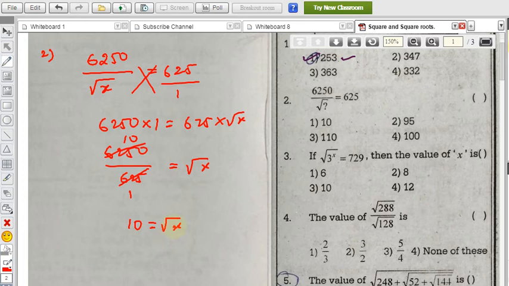Now we need only the x value, so do squaring on both sides. 10 squared is equal to root x whole squared. The square and root get cancelled, that is x. So x is equal to 10 squared, which is nothing but 100. Just by applying cross multiplication, you can solve this.